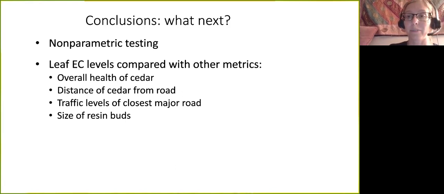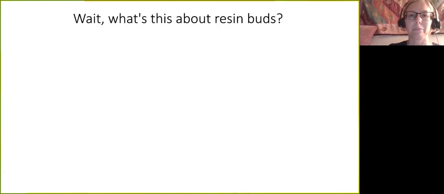Distance of the cedar from the major roadway and the traffic levels of those roadways compared to the EC levels would also be really interesting to look into. The size of the resin buds actually showed some interesting correlation potential between the EC levels. But wait, why am I talking about resin buds? You might be asking, where did that come from?